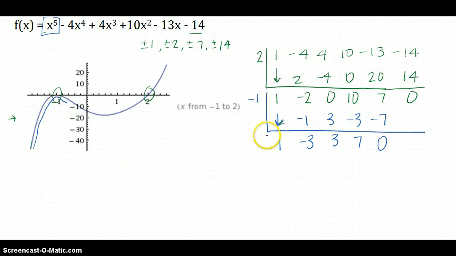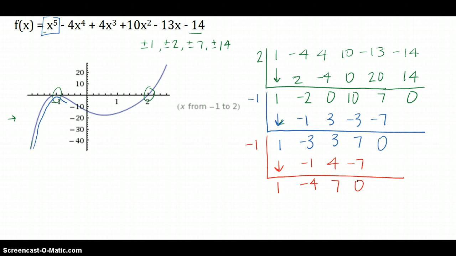So I said that -1 was a double root, so I'm going to divide by -1 again, and I should get remainder 0 one more time. So I bring down my 1, multiply -1 times 1, -1, add these 2 lines. -3 plus -1 gives -4. Multiply those, get +4. Add, get 7. Multiply, -7.